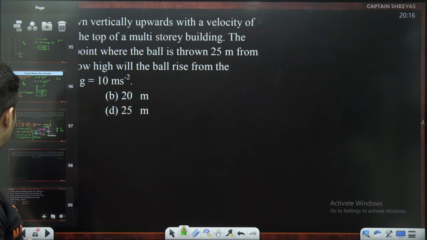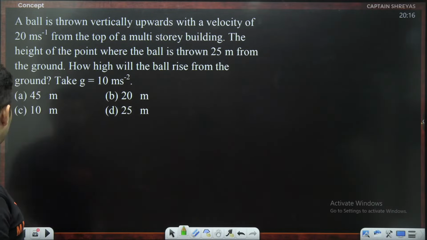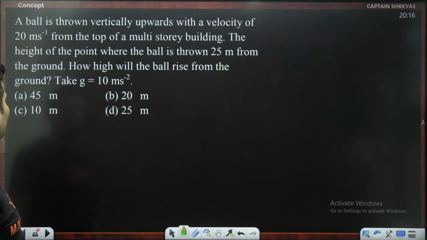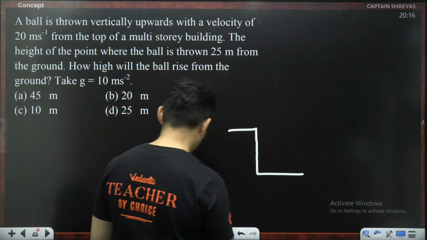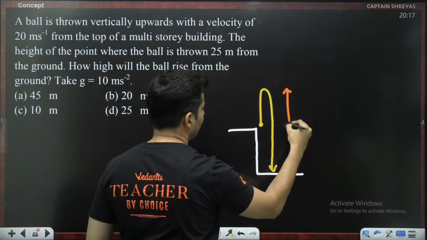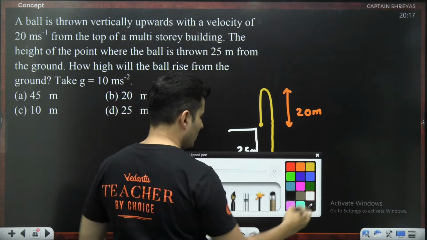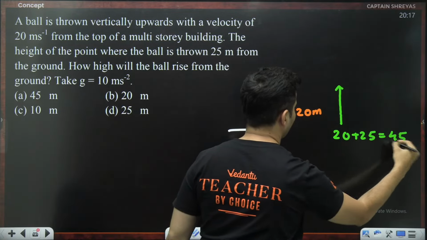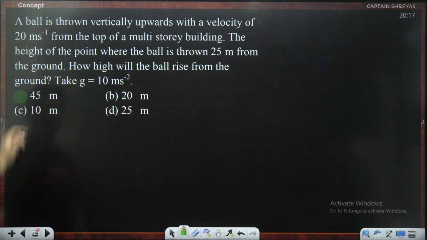Okay. This question, oh, this is again the same thing, right? 20 meters, 25 meters, the same question. It's just 20 meters from the point where you've thrown, but here they have asked from the ground. We just solved it, guys. We figured out from the previous answer that this was 20 meters and this was 25 meters. So the maximum height it goes is 20 plus 25, which is 45 meters from the ground. The same thing. So 45 is option A.